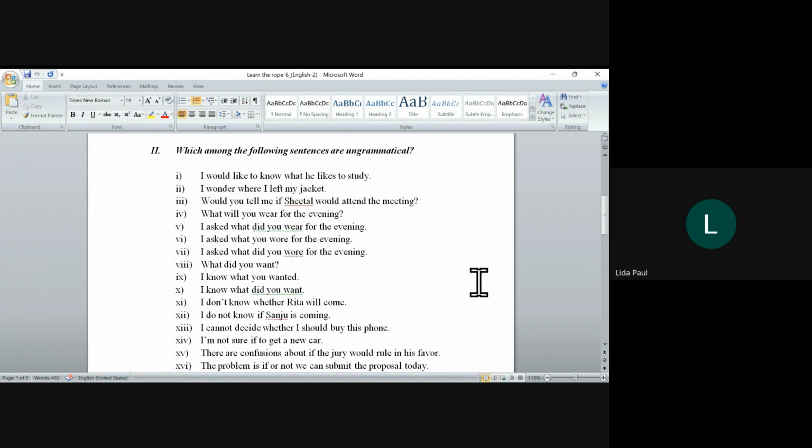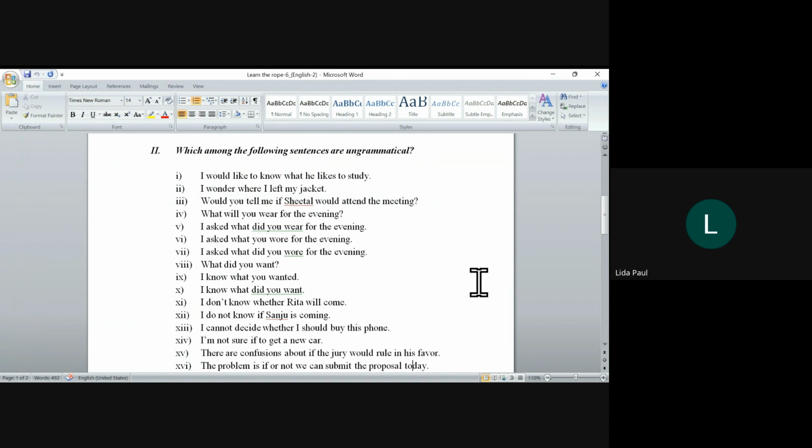Do we have a question clause here? No, ma'am. We do not have an embedded clause or question clause. It's a simple, straightforward interrogative sentence. What will you wear for the evening? And this is grammatical, right?